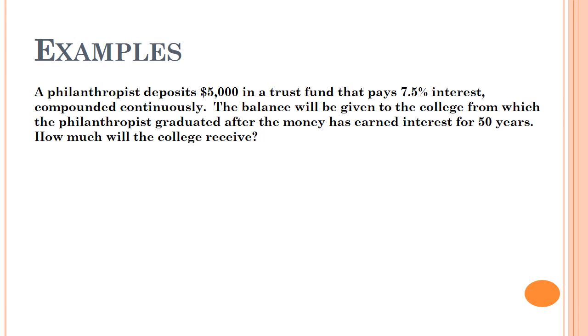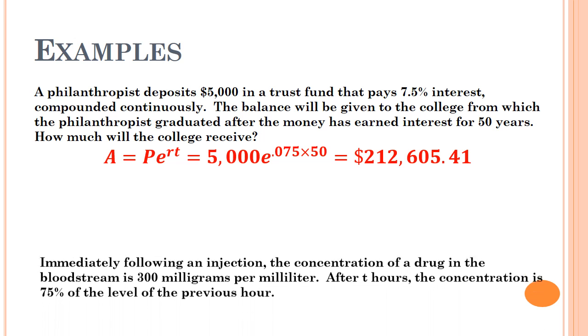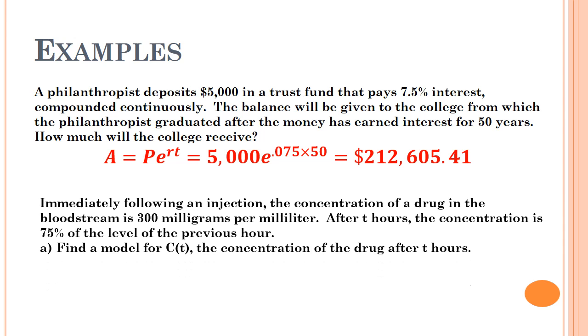Okay, try this problem. Again, another continuously compounded interest problem. Pause the recording, give it a try, and resume to check your answer. And we get, using our formula, $212,605.41.